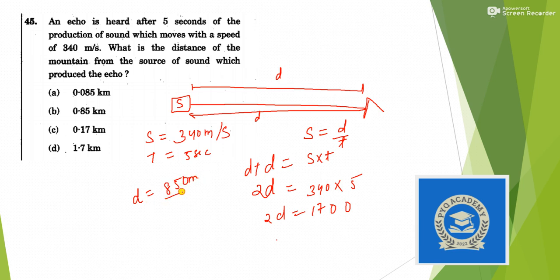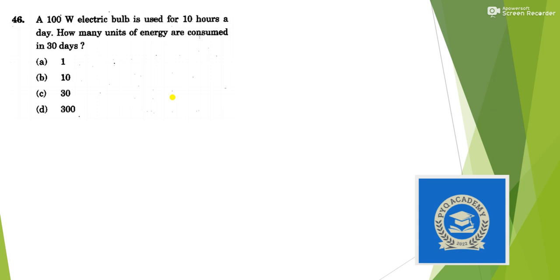If we convert this meter into kilometer, it will be 0.85 kilometer. So our answer is option B, 0.85 kilometer. It was a very simple question, you just need to apply your concept. Let's move to the next question.